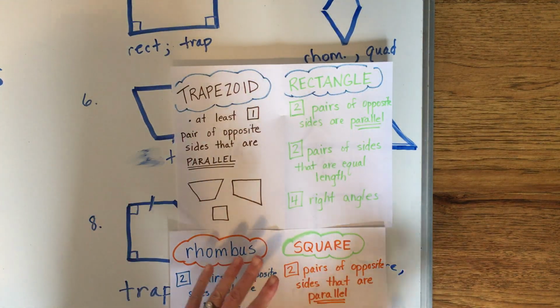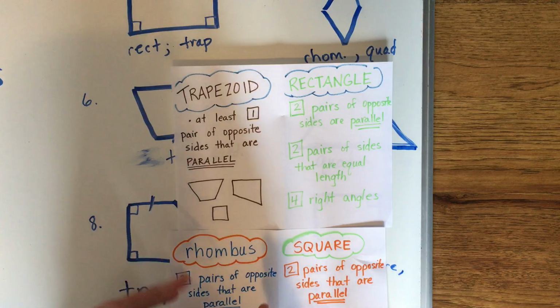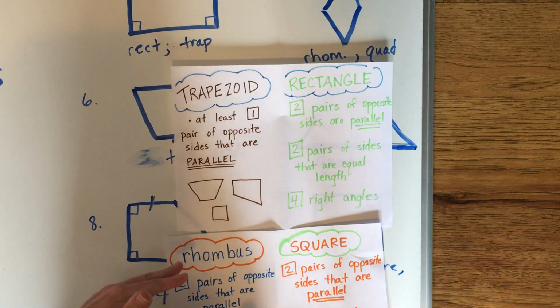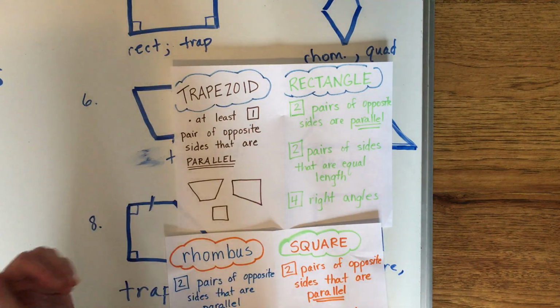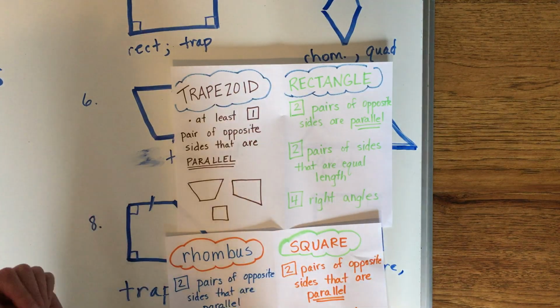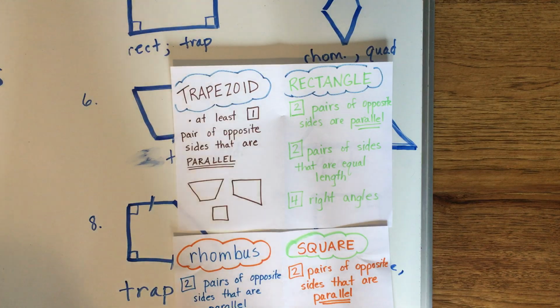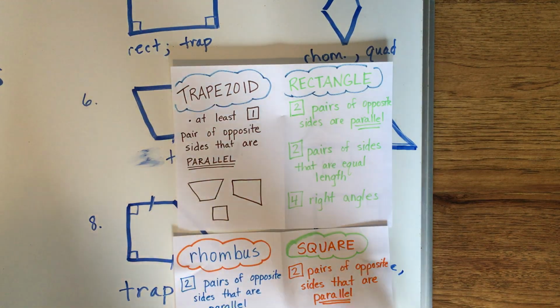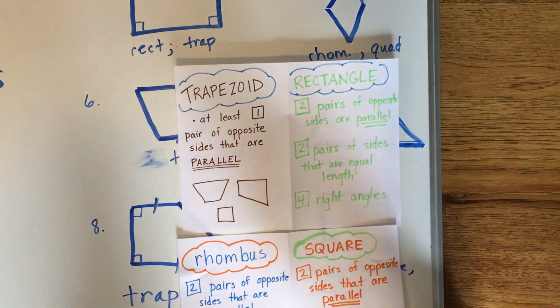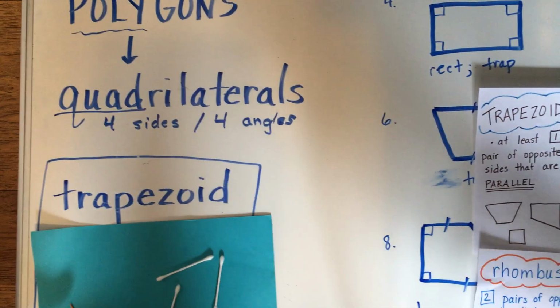Rectangles and squares, we have right angles. Rhombuses do not have right angles, but they have opposite sides that are parallel. They could have right angles, but they don't have to have right angles, okay? So the most specific of them would be the square, right? The most specific. It has the most qualifiers in order to be a square. But you know what a square is, all right?